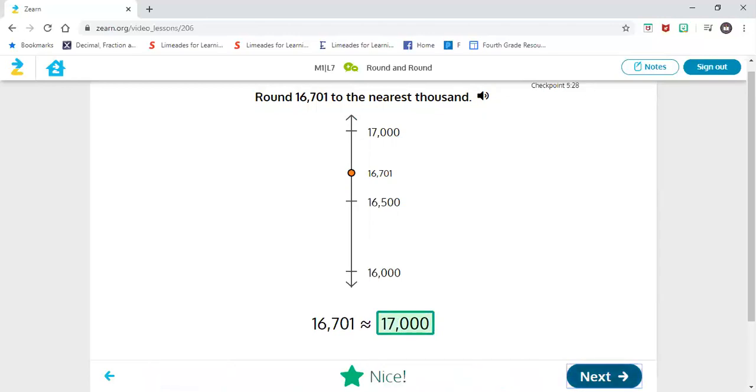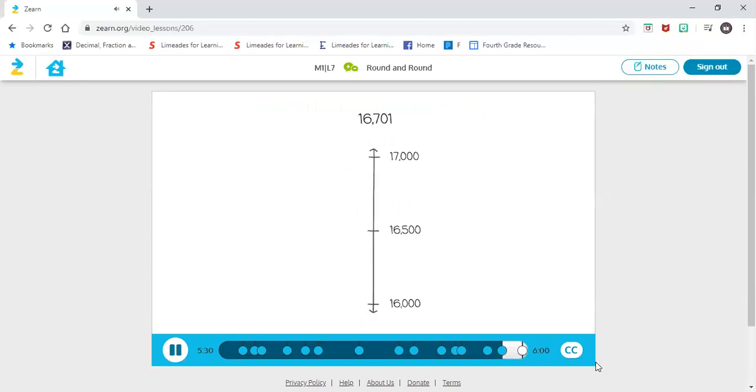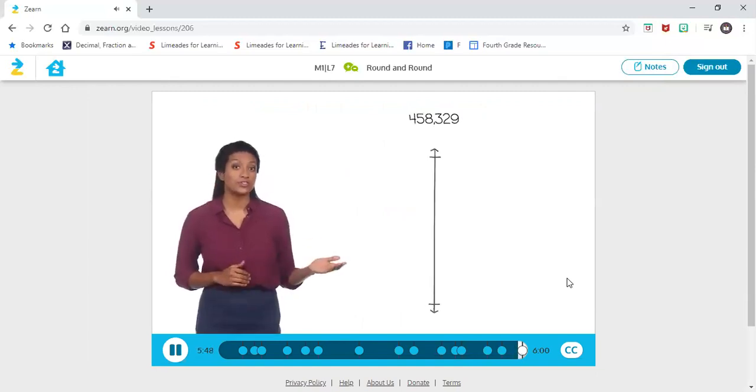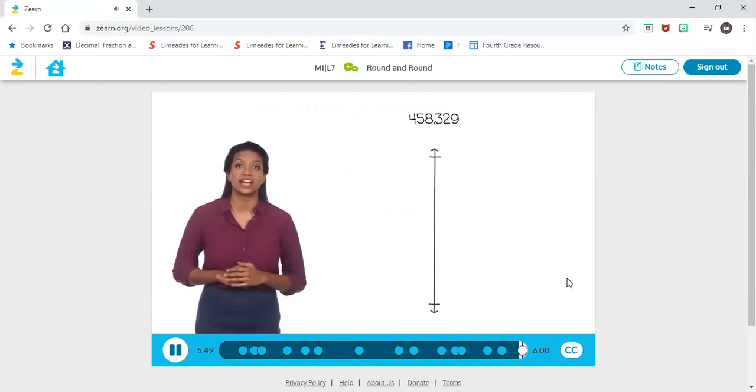Good job. I plotted 16,701 here. It's greater than 16,500, so 16,701 rounds up to 17,000. Great job. Try this next one on your own. Round 458,329 to the nearest thousand.